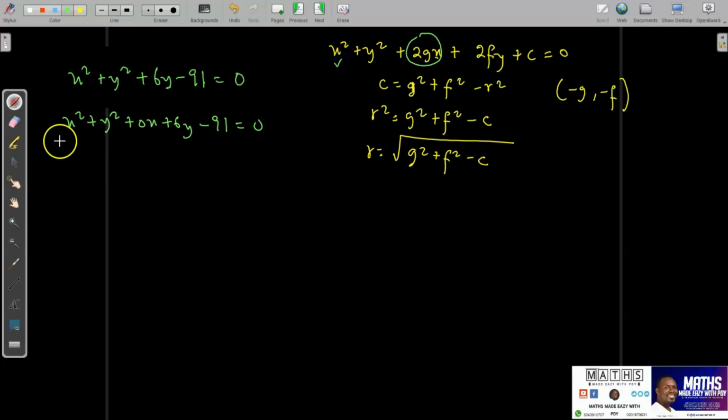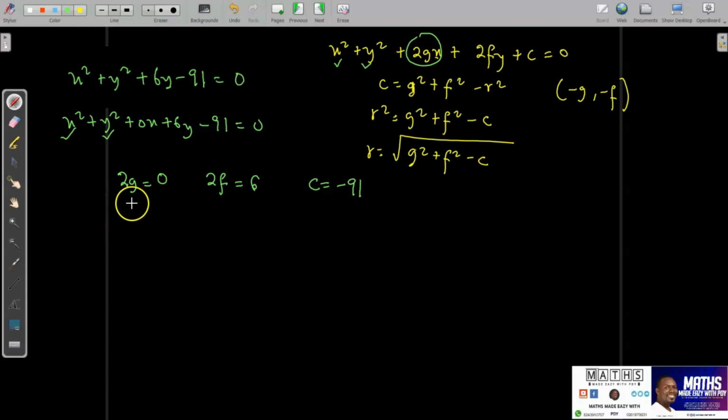So this is check, this is check, this is check, that is check. Then comparing, it will be the coefficient of x here that must be compared to the coefficient of x there. So that's going to give us 2g must be equal to the coefficient of x here, which is 0. Now the coefficient of y must be compared to the coefficient of y here. So that is going to give us 2f must be equivalent to 6. And then remember, our c is negative 91.